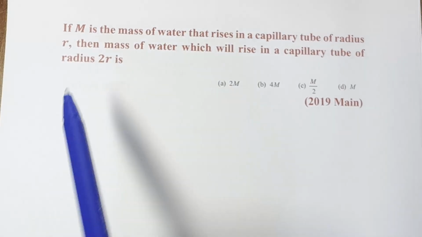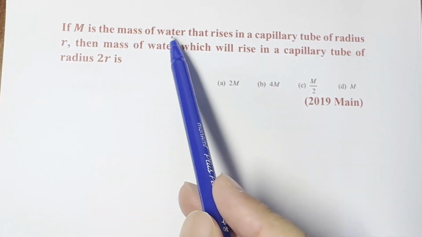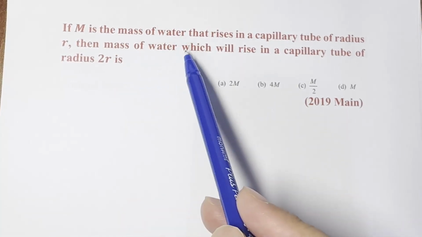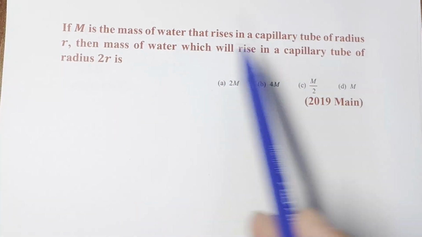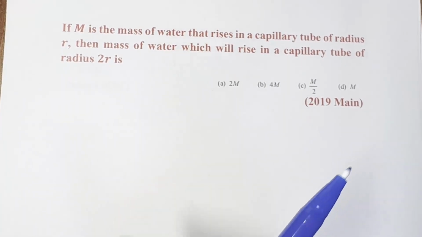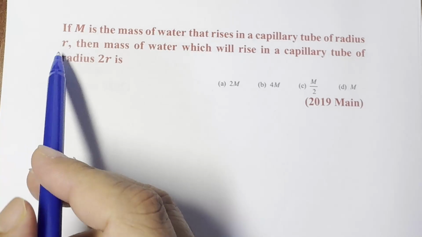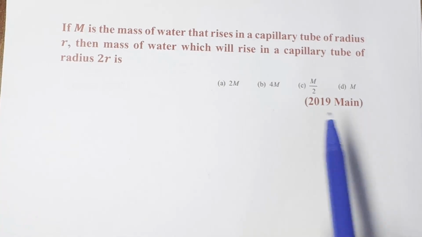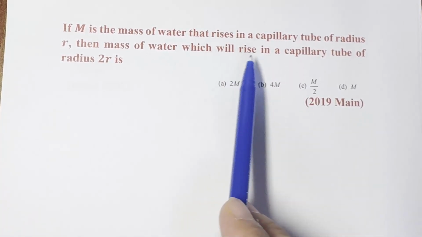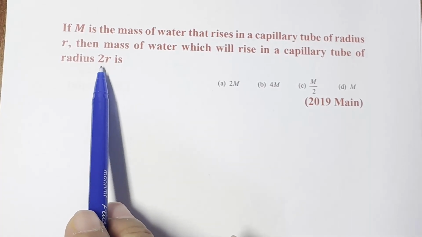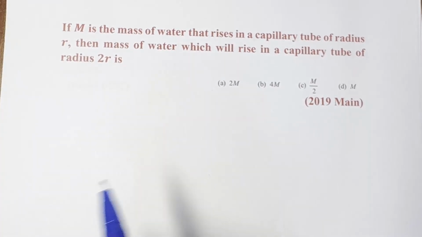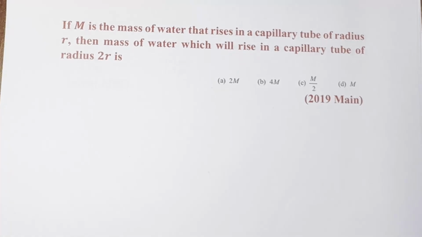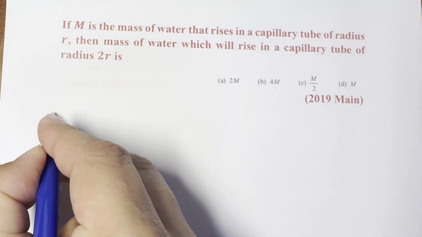Hello friends, today's question: if m is the mass of the water that rises in the capillary tube of radius r, then what is the mass of water which will rise in the capillary tube of radius 2r? So in this case we have two capillaries, one having radius r, another having radius 2r, and we have to find the mass of water that is going to rise in the one having radius 2r. This is directly based on the capillary tube rise formula, so we can start from there right away.